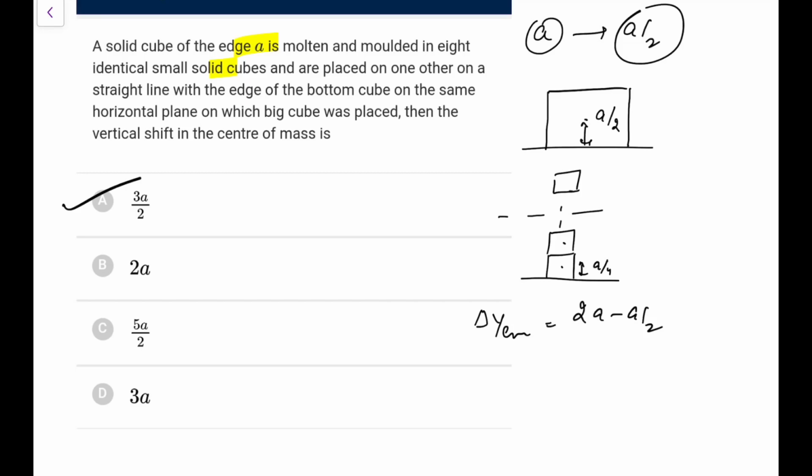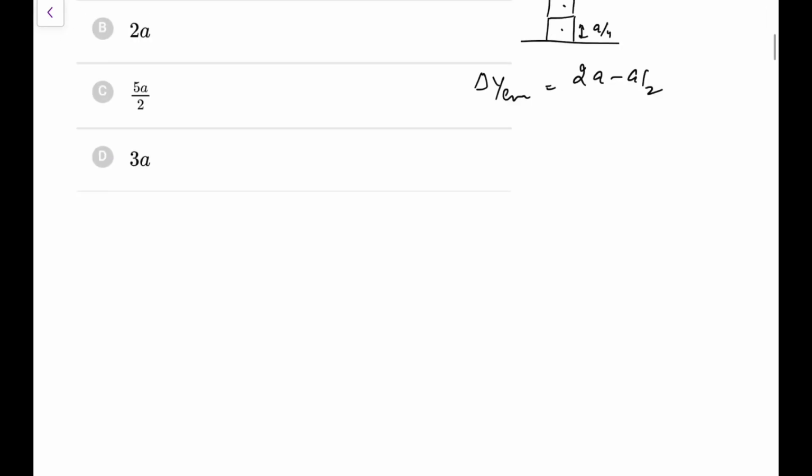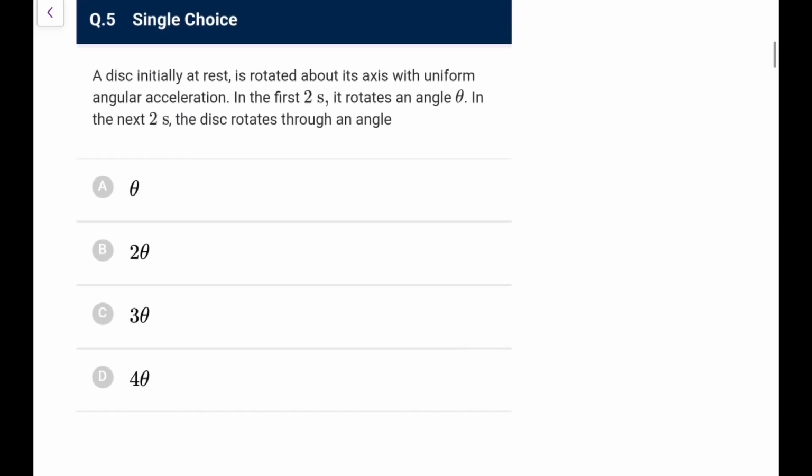You can directly go for 3a by 2, shift. Next. So 3a by 2, which is option A. Disk initially at rest is rotated about its axis with uniform acceleration. In first 2 seconds it rotates by theta, in the next 2 seconds you know it would be 3 theta. You have done it many times.